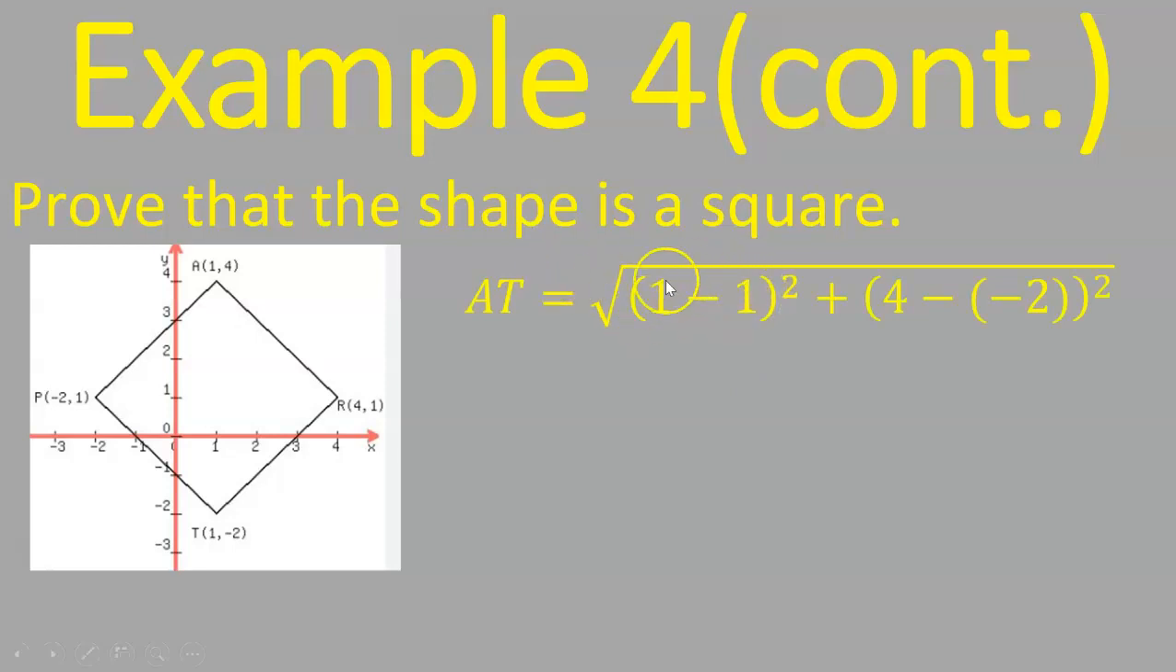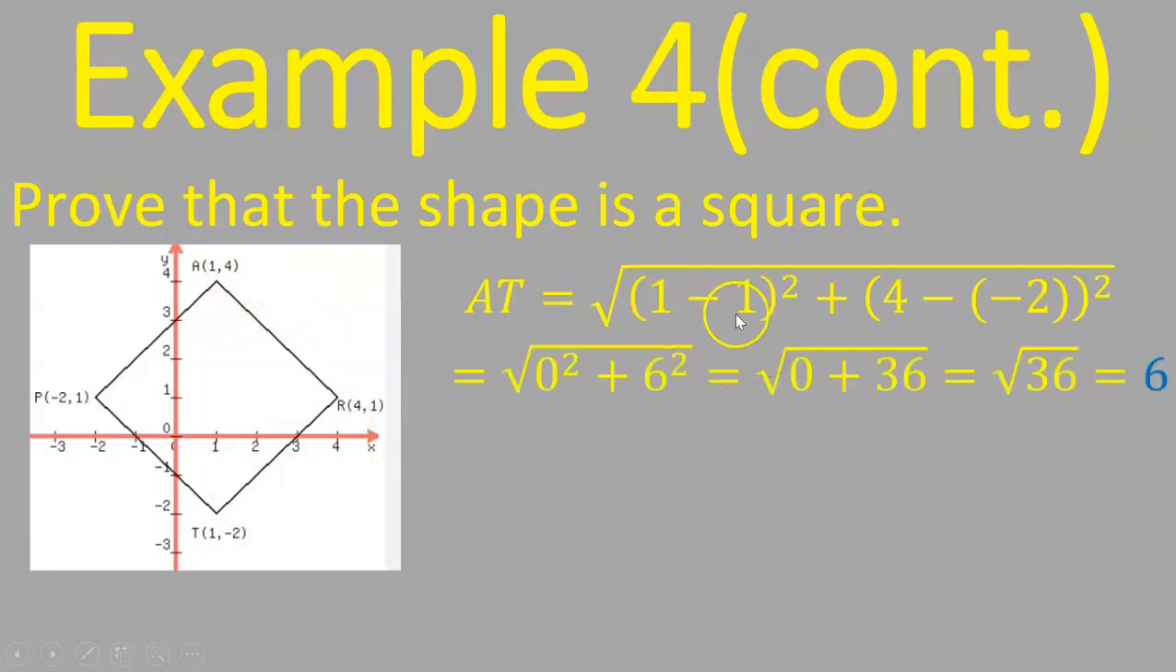Okay, the distance formula takes the 2 x coordinates. This is AT. Notice distance, remember, has no segment over the top. So we've got the 2 x coordinates. So for A and T, they're both 1s. And the 2 y coordinates, 4 and negative 2. Well, 1 minus 1 is 0. 4 minus negative 2 is 6. So eventually we get 6 here. So the distance is 6.